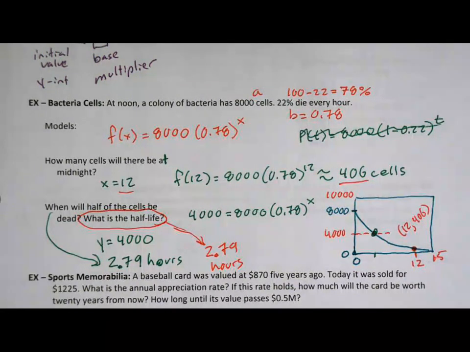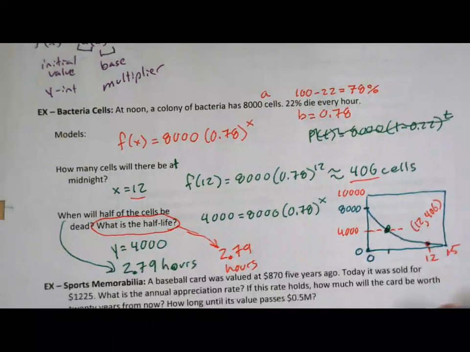So let me ask you another question and see if you understand that definition. Are you ready? At noon, we had 8,000 cells, and then I waited 2.79 hours, and I only have 4,000 cells. If I wait another 2.79 hours, how many cells will be left at that point? 2,000 cells. If I wait another 2.79 hours after that, how many cells will be left? 1,000 cells. Okay, we got it. Let's move on.